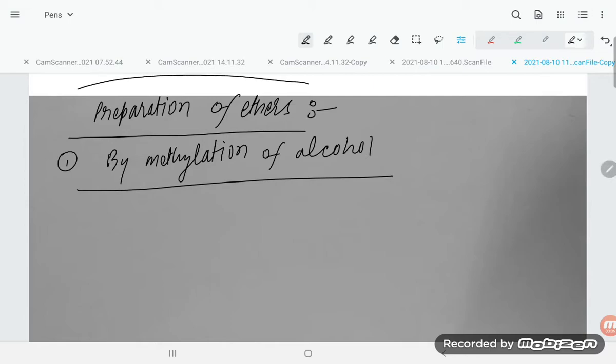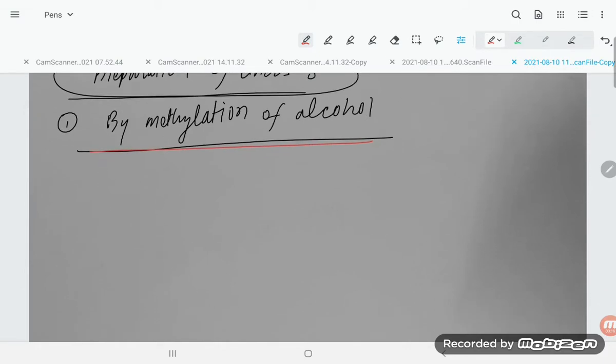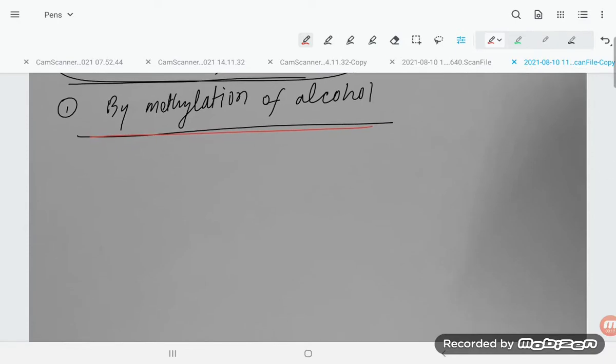Okay, so we are going to study the methods of preparation of ethers. First one is by methylation of alcohol. Here we take an alcohol and do the methylation. Methylation means using diazomethane, CH2N2.